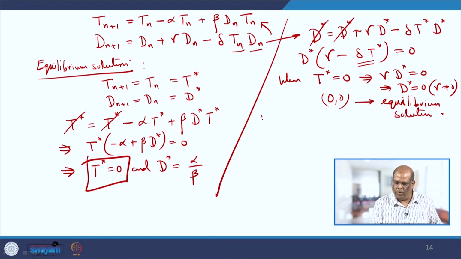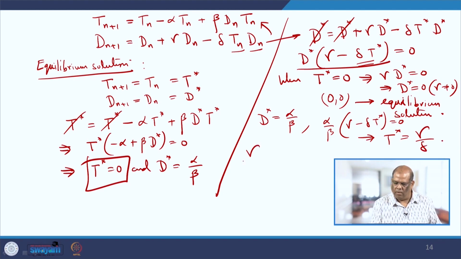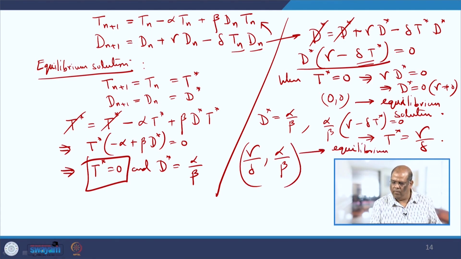And when we put D star equal to alpha by beta, we get from here alpha by beta into gamma minus delta T star equal to 0, which implies T star equal to gamma by delta. So gamma by delta and alpha by beta is another equilibrium solution.